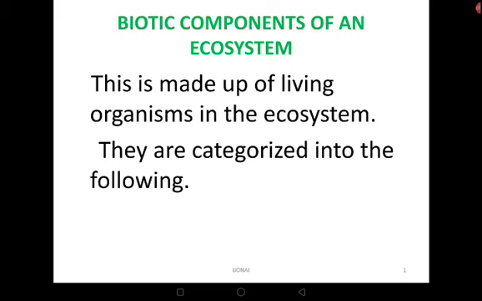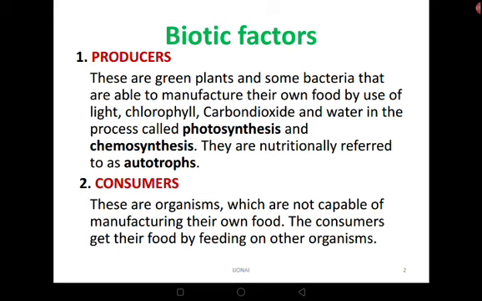Yes, the biotic, from the word bio to mean life, it simply means these are majorly living organisms that are found in an ecosystem, and they are categorized into the following. We have those that are called producers, and then there are others that are called consumers. So we have two broad categories of the biotic factors: the producers and the consumers. So let's start with the producers.